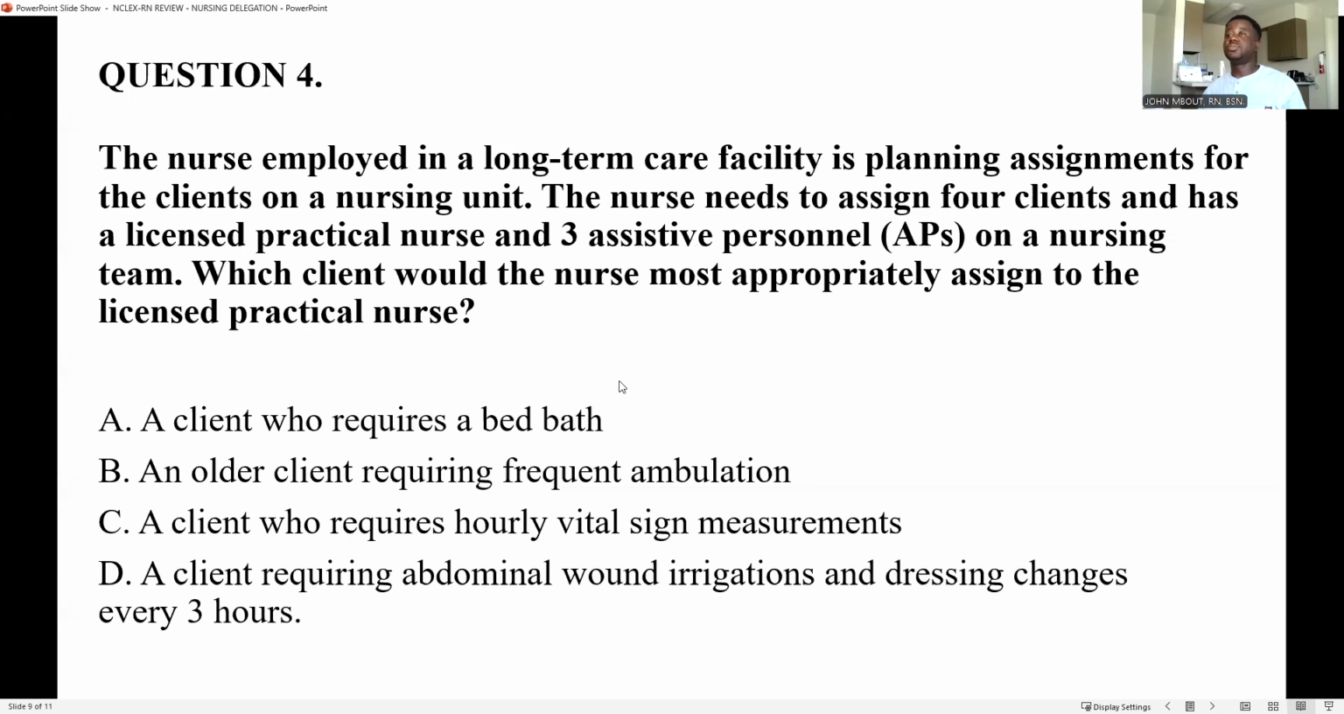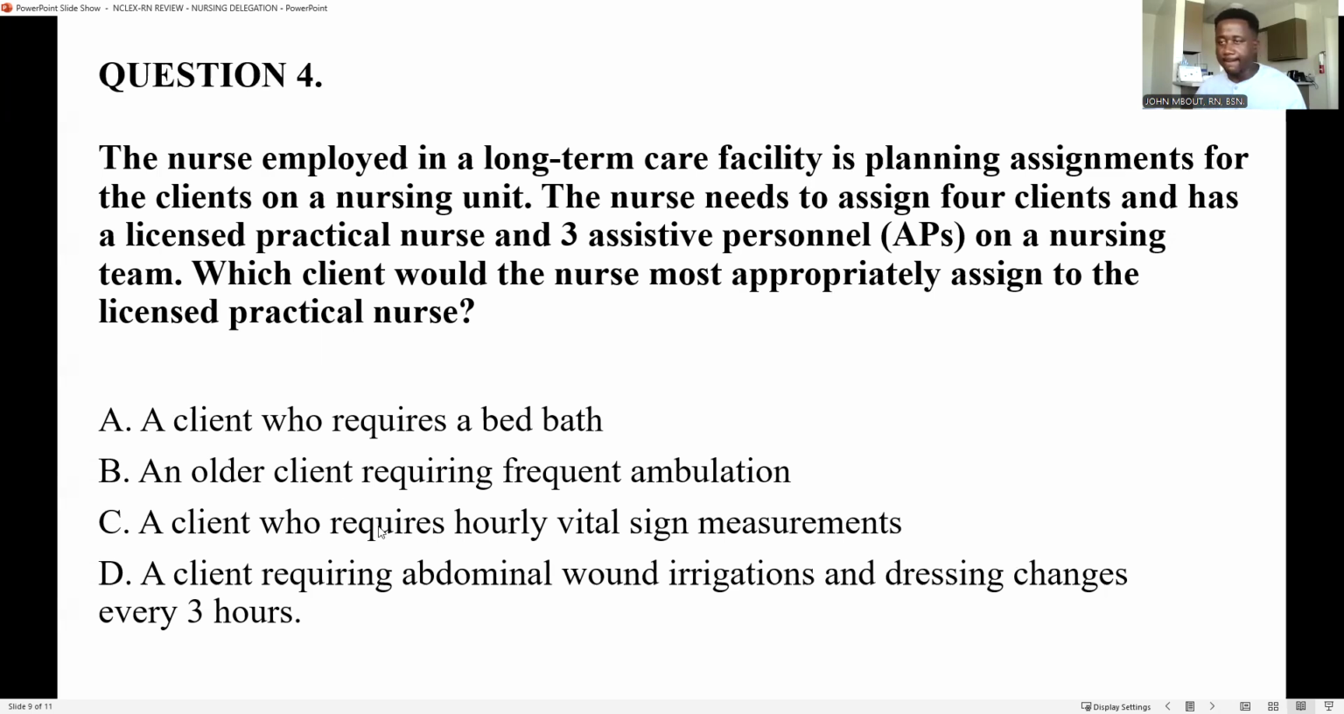Now, you have 3 APs and 1 LPN. Going back to the job description, what do you think will be the right answer? A, a client who requires a bed bath. B, an older client requiring frequent ambulation. C, a client who requires early vital sign measurements. D, a client requiring abdominal wound irrigations and dressing changes every 3 hours. What's the right answer?